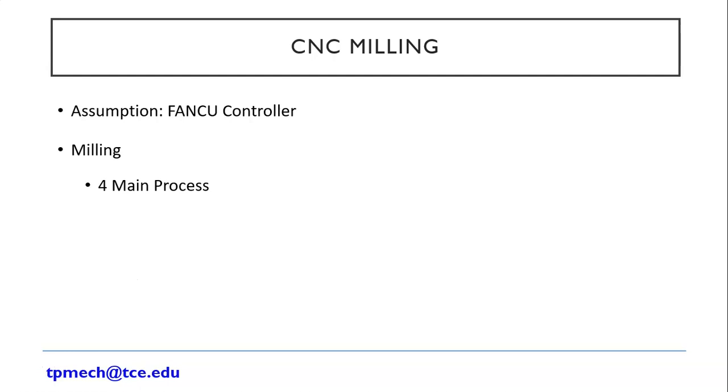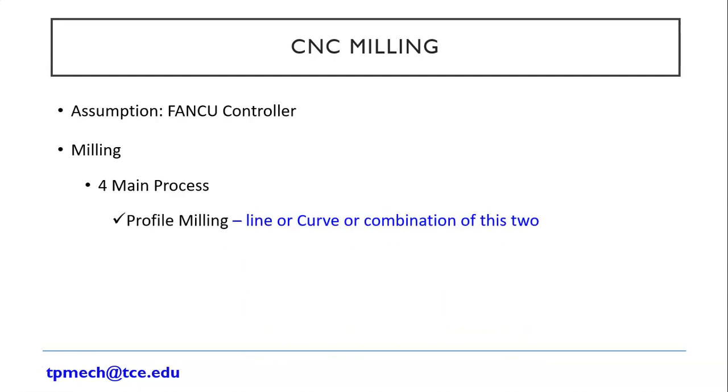So CNC milling. First assumption is Fanuc controller. Right, in CNC we have a variety of controllers like Fanuc, Siemens, and there are so many controllers we have. So first assumption, the entire program is written based on the Fanuc controller. The second, in milling we can do many processes, but here we are going to consider only four main processes.